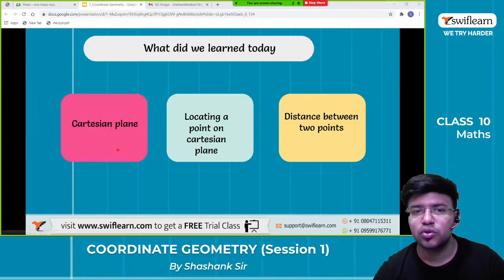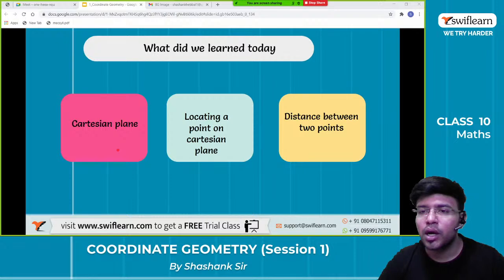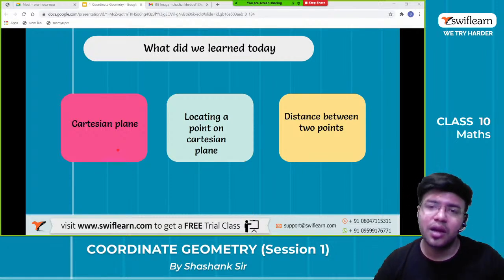So what all did we learn today? We learned what is Cartesian plane, locating a point on a Cartesian plane, and distance between 2 points. So the session is ended here.